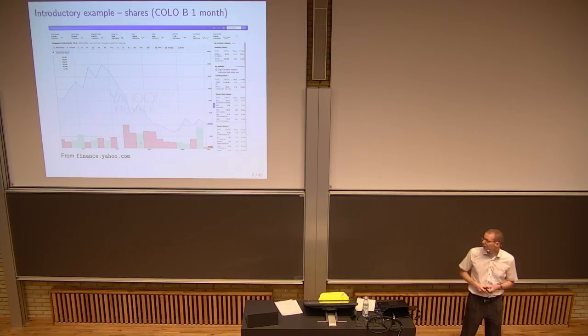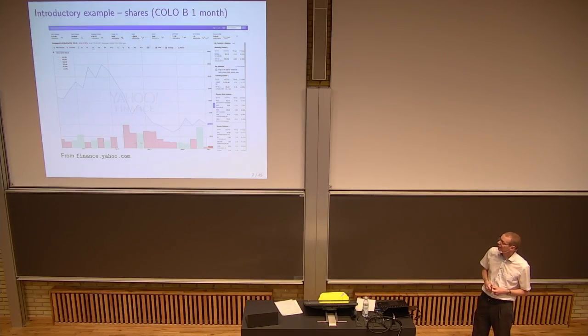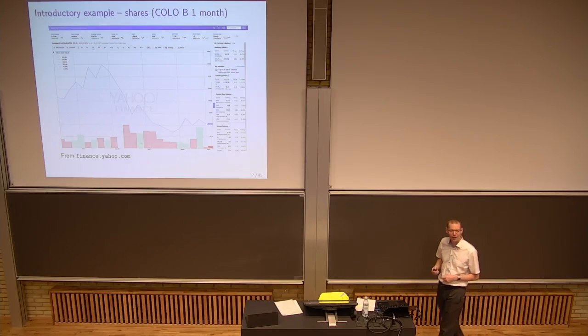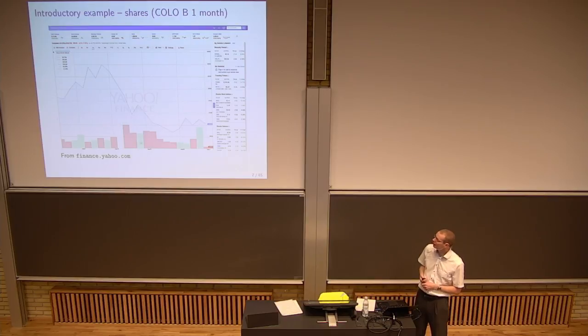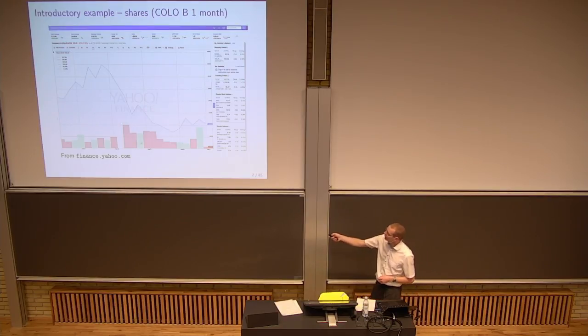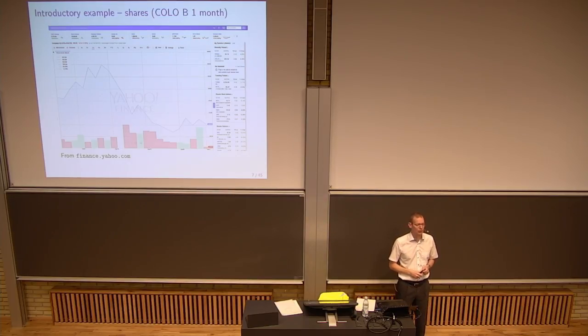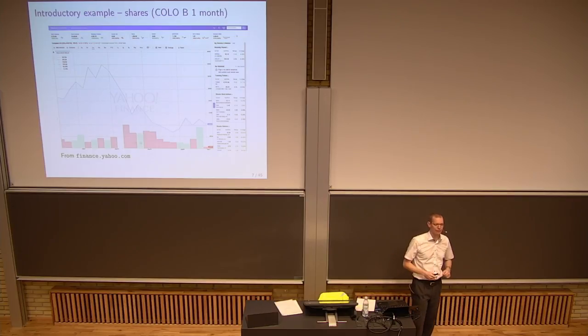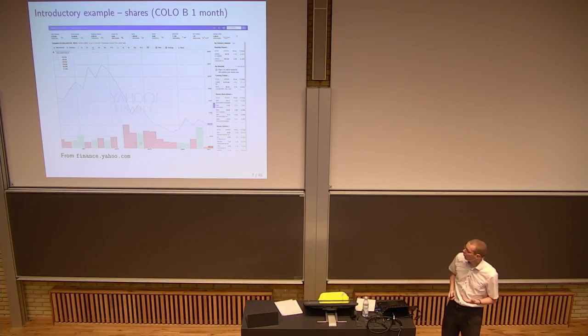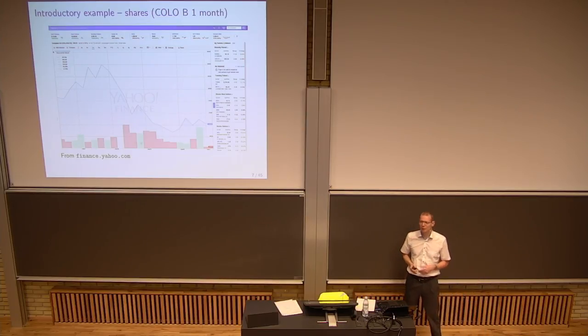To take an example, these are from finance.yahoo.com, just because they allow showing data publicly afterwards from their website. The blue line here is the value of Coloplast over a time window of 1 month. If you look at this, you have some oscillation, and you can say it ends lower than it started. So maybe this is not the best time to buy.